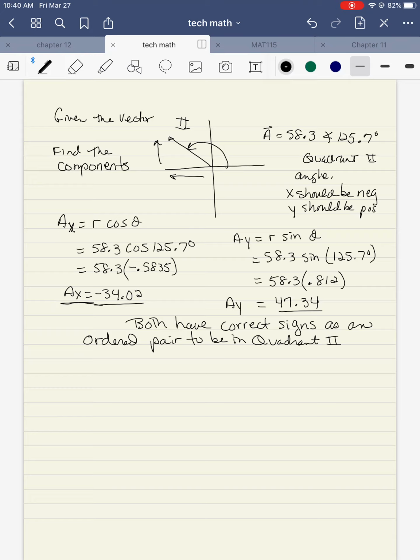AY is R sine theta, so 58.3 times the sine of 125.7. The sine of 125.7 is 0.812. Again, everything's in degree mode. 0.812 times 58.3 gives me a positive 47.34. Both have the correct signs as an ordered pair to put it into quadrant 2. So again, negative, positive.